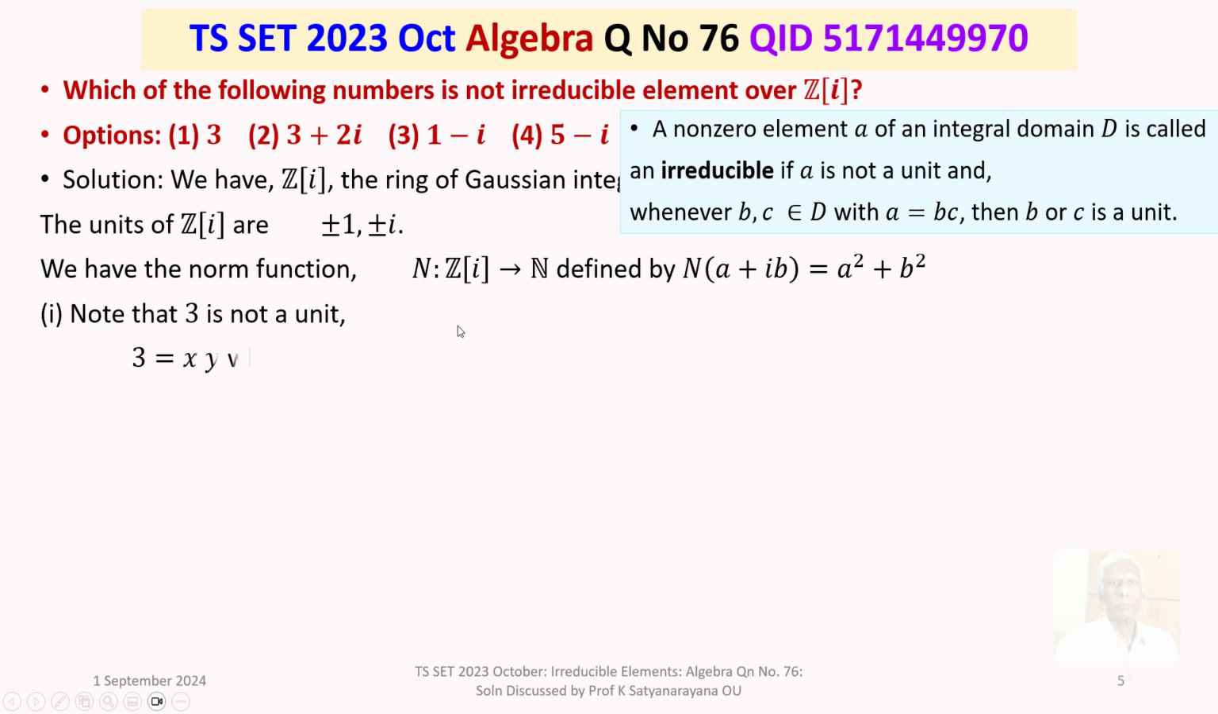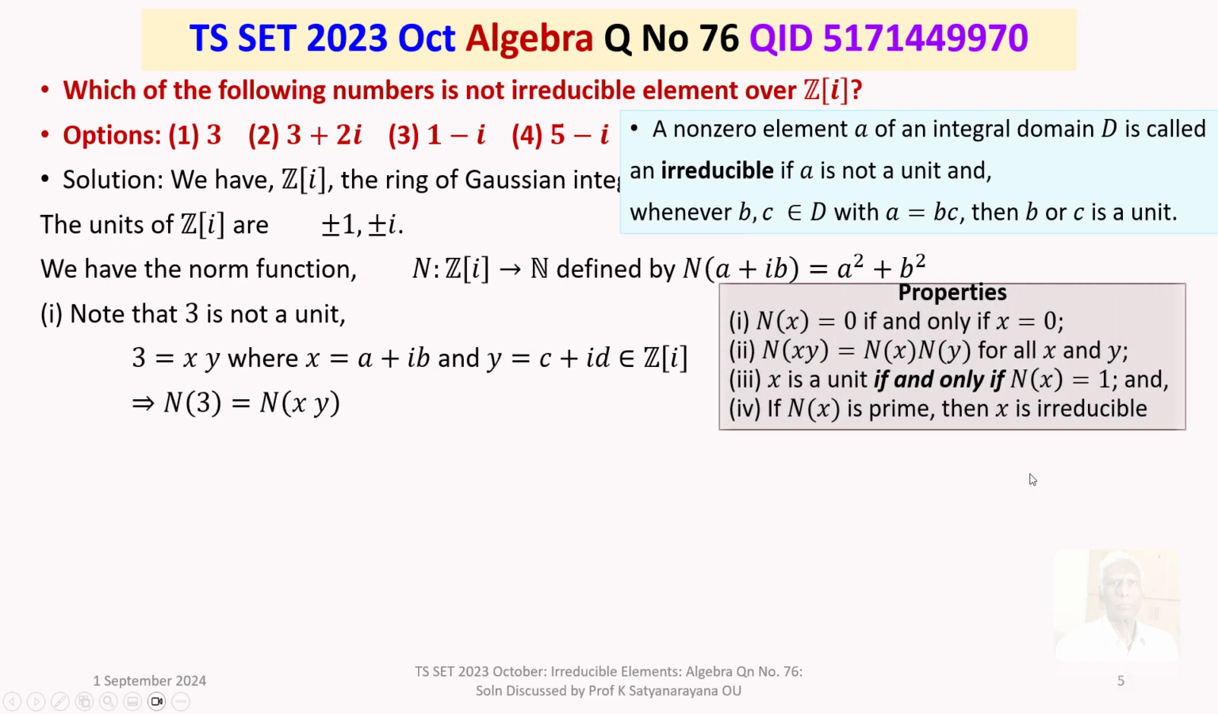So 3 is written as a product xy, where x and y are elements of Z[i]. Let us take x is a plus ib, y is equal to c plus id. And if we prove either x or y is a unit, then 3 qualifies to be an irreducible element. Now take the norm on both sides. N of 3 is equal to N of xy. Let us recall a property of the norm: N of xy is N of x into N of y.